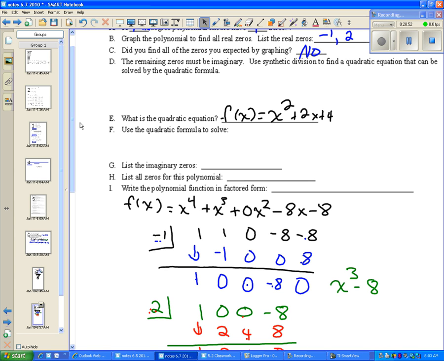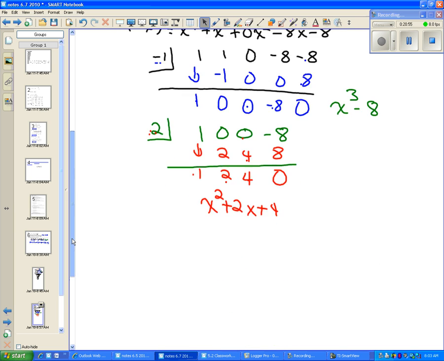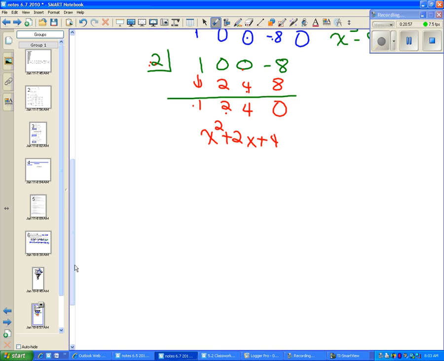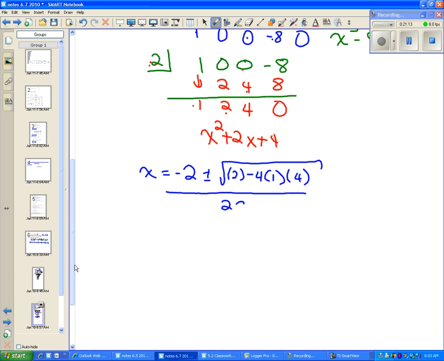Again, I'm going to go down below my other work. And down here, I'm going to say that x is equal to negative b, which is negative 2, plus or minus the square root of b squared. So that's 2 squared minus 4 times a, which is 1, times c, which is 4, all over 2a. Here a is 1, so 2 times 1. Remember, underneath that square root should be a negative number because I'm expecting an imaginary solution to this.